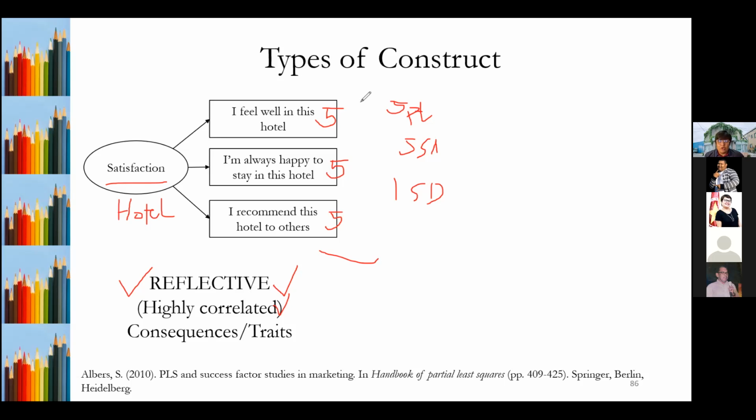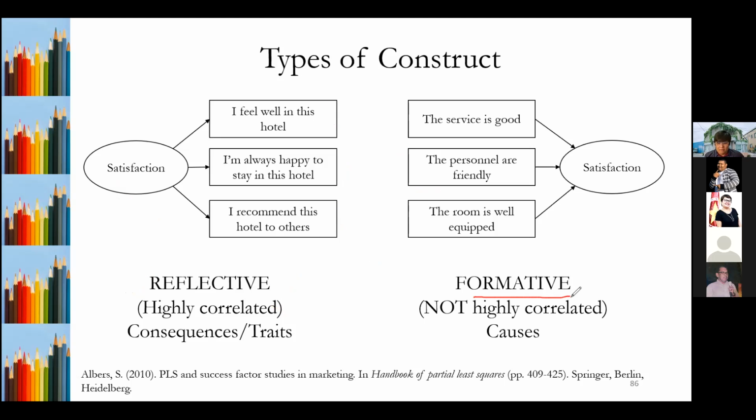So let's assume that we also want to measure satisfaction, but this time we will be using formative. Okay? As I mentioned, a formative is characterized by not highly correlated items. Okay? So let's try to measure satisfaction formatively. So same pa rin yan. We are talking about satisfaction of the clients towards a particular hotel. Let's try to analyze the 3 items here.